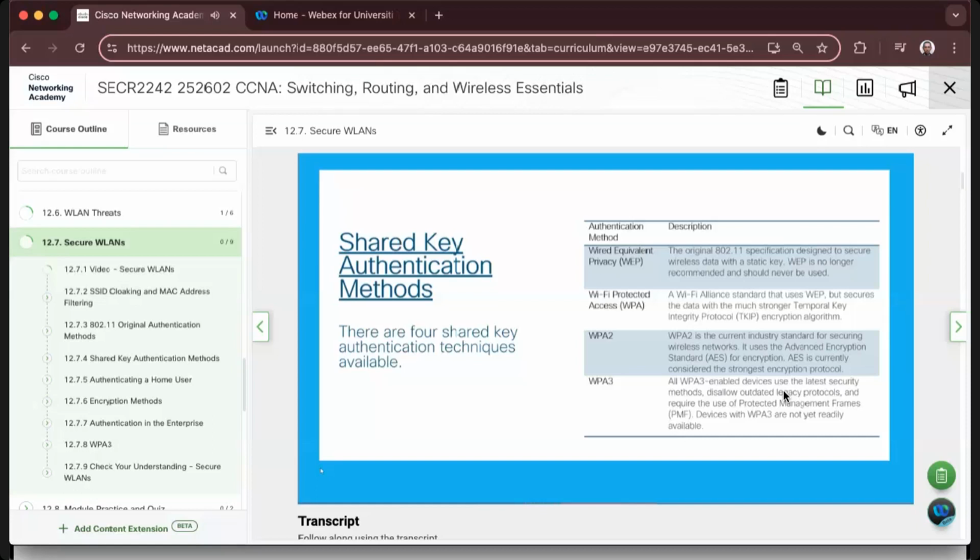WPA2 is the current industry standard for securing our wireless networks. This uses AES encryption, Advanced Encryption Standard. It's currently considered the strongest encryption protocol. Last, we've got WPA3, which is our latest and greatest security method. It disallows outdated legacy protocols and uses PMF, protected management frames. Devices with WPA3 are not yet readily available at this time.